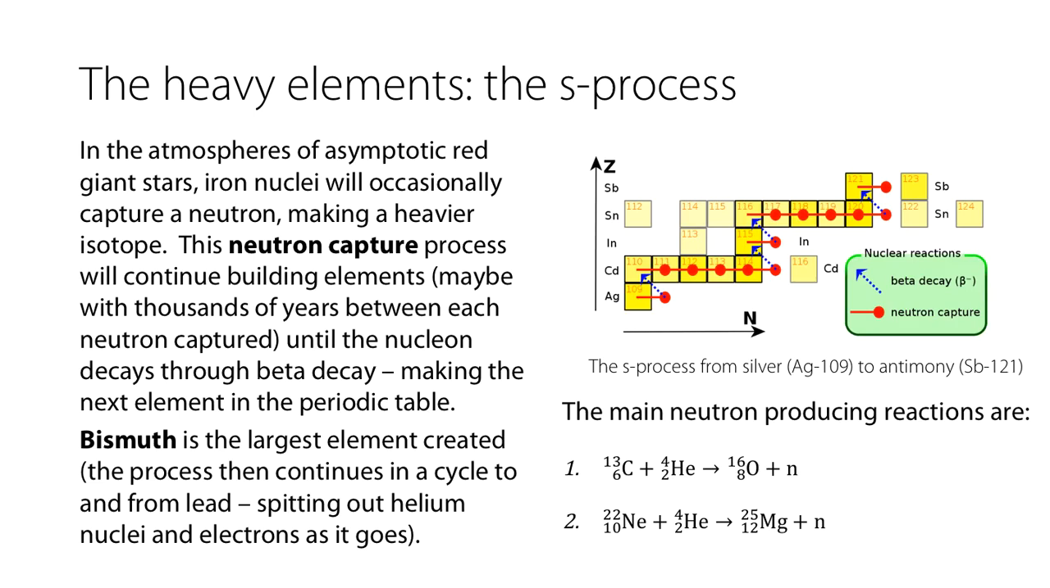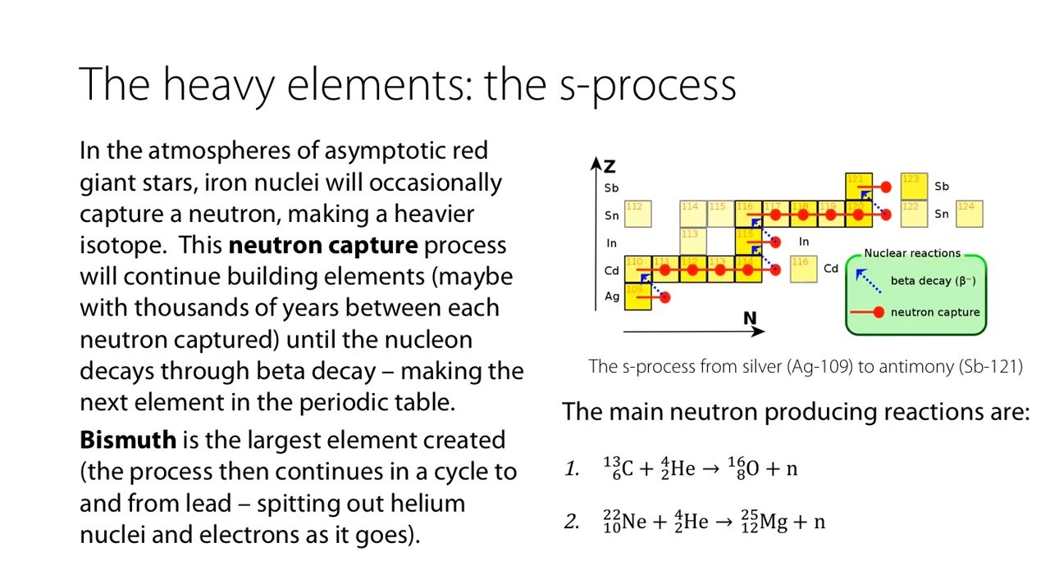The important point in the slow process is that A, it takes a long time, and B, if there is an opportunity for beta decay, it will occur. So cadmium 111, 112, 113, 114, they're fairly stable, so there's no beta decay involved. But as soon as you get cadmium 115, then there's beta decay.